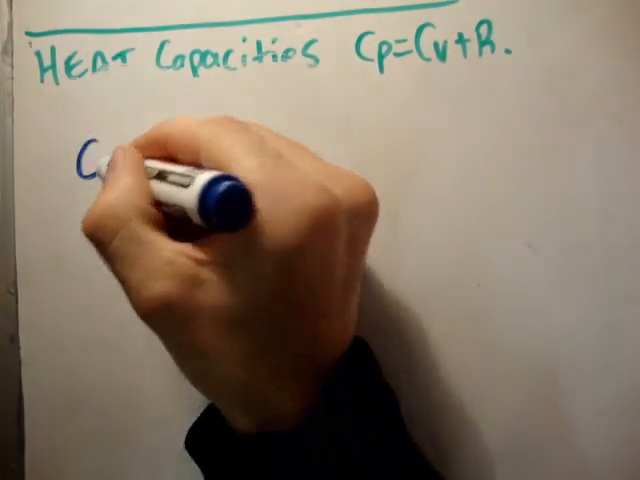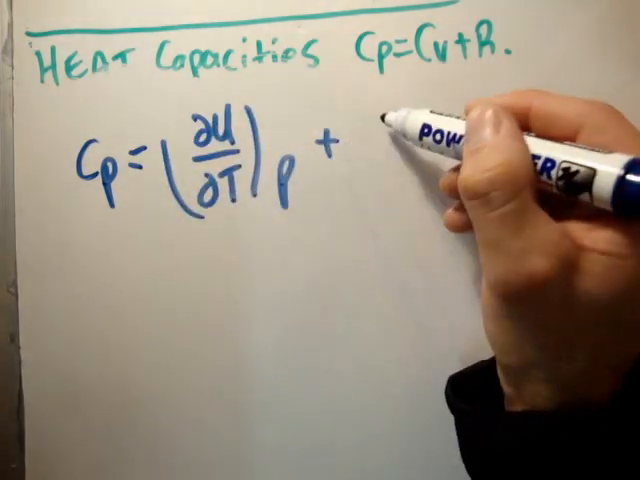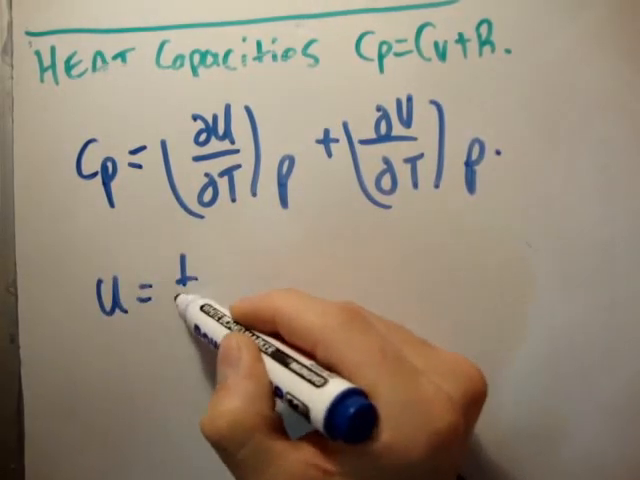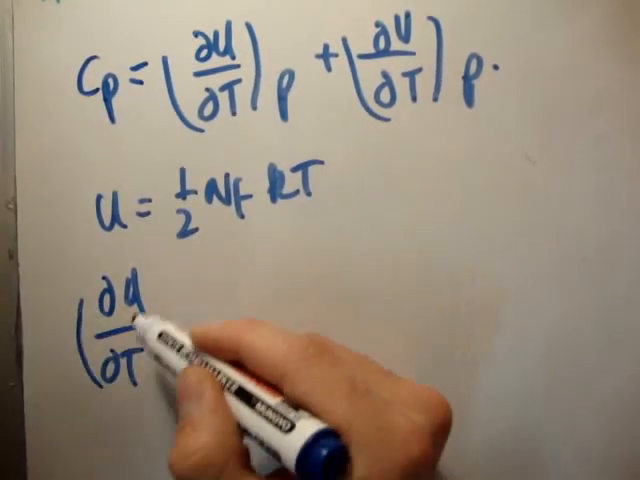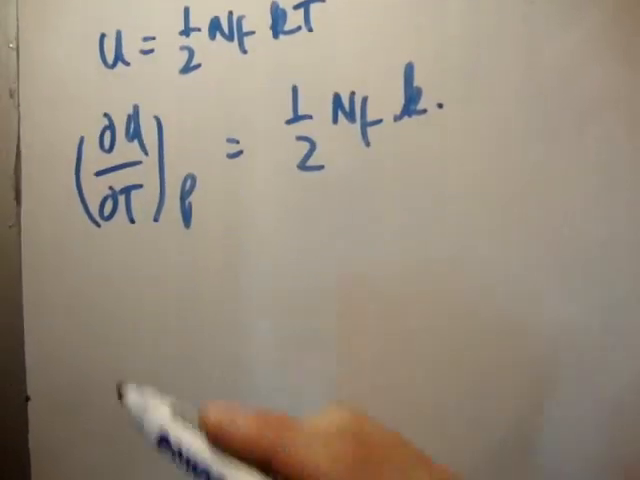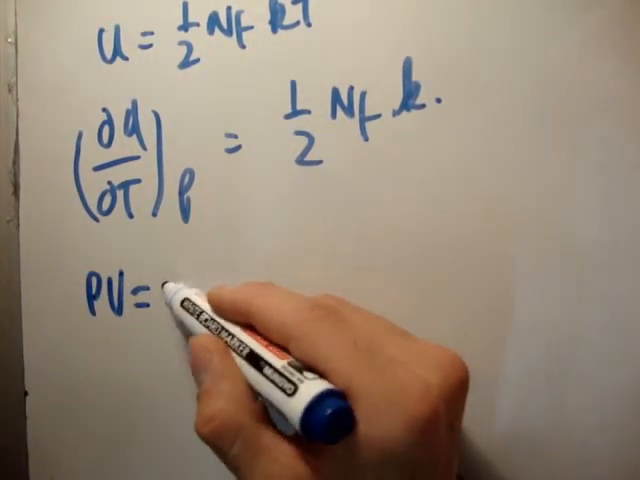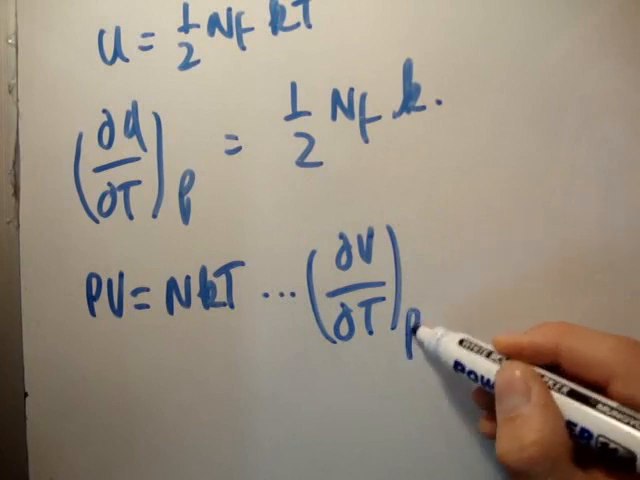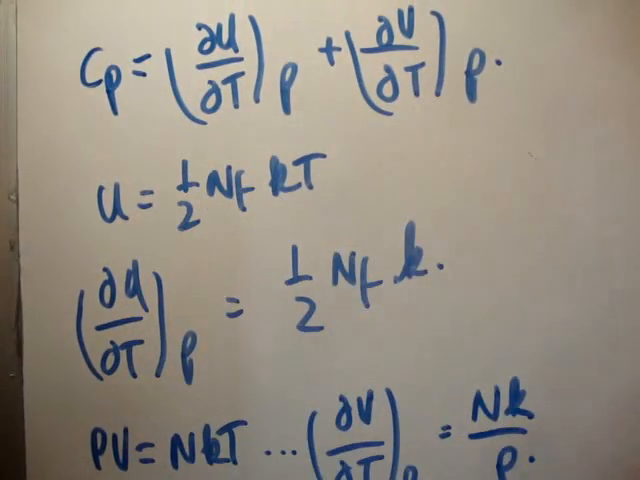I'm running out of time on my video, so I'm going to hurry up here and prove the final relationship. So we know that CP, the heat capacity at constant pressure, is del U del T at constant pressure, plus P del V del T at constant pressure. Well, we know that the internal energy is equal to 1/2 NFKT, or del U del T at constant pressure is equal to 1/2 NF times K. We know by the ideal gas law that PV is equal to NKT. So that means del V del T at constant pressure is equal to NK over P.